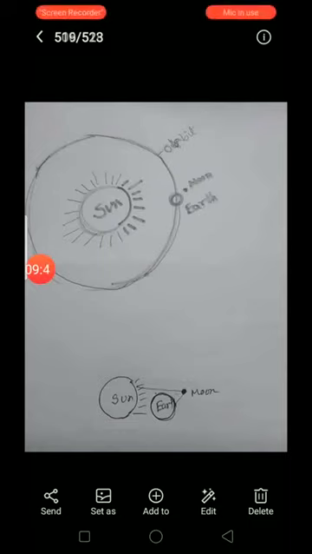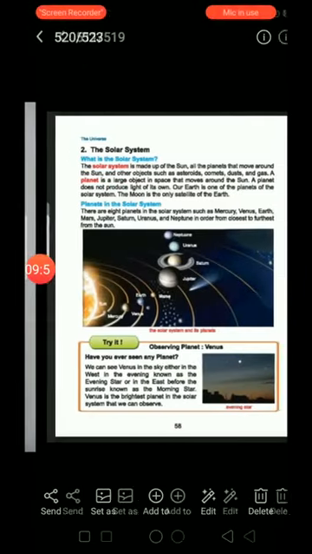When full light falls on the moon, then we can see the full moon, the round-shaped moon. So we can see a round moon. In this way we can see the reflection of sunlight on the moon.